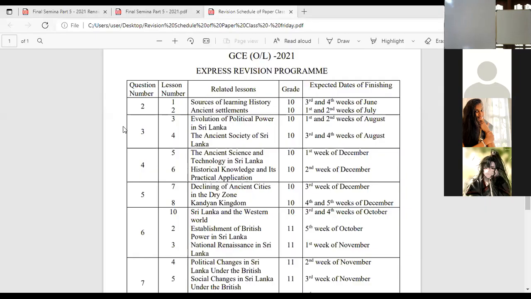schedule. So like this, here I have taken question number 2 in the question paper. The related lessons are 1 and 2, sources of learning, history and ancient settlements of grade 10. I have given the expected dates of finishing, assuming that your exam will be on January 18th. The early schedule they have given for us is 18th January to 20th January, so we have to finish everything up to that time.